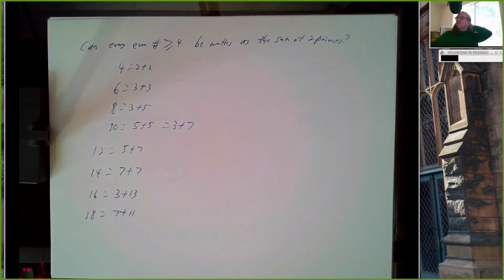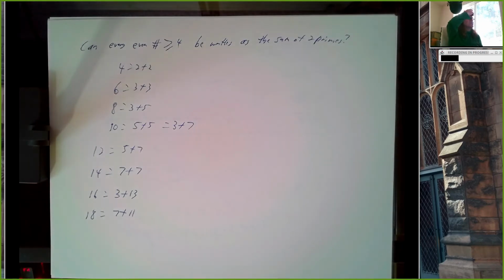This is a very old question, and it's another one of these questions where, if you can explain to someone what a prime number is, what an even number is, and what addition is, they can understand what this question is asking. It's so simple to state, but really, really surprisingly hard to solve.